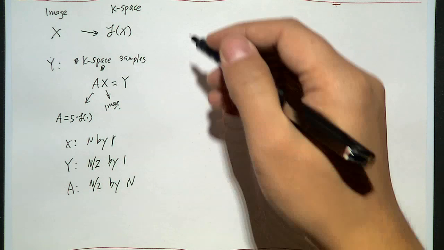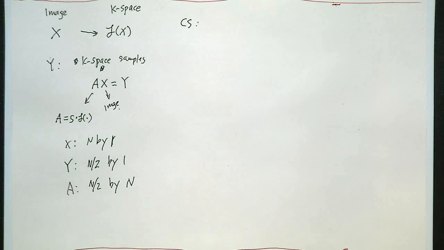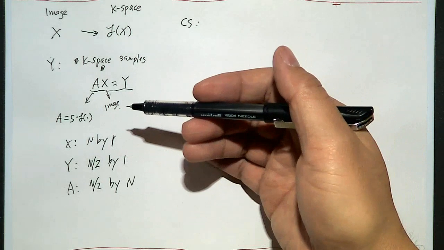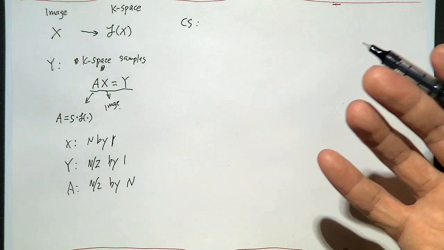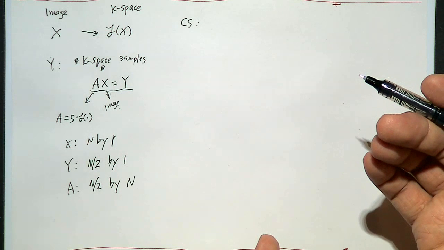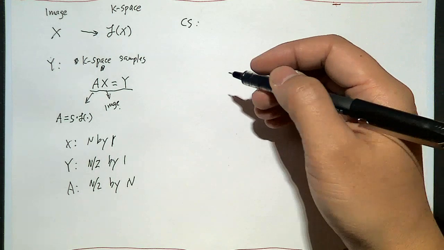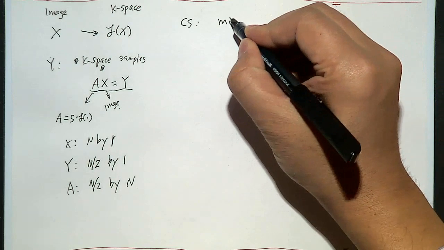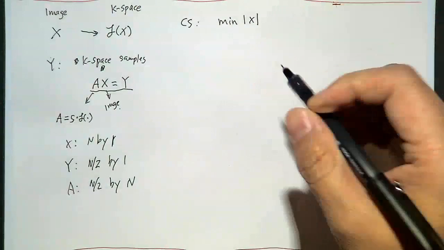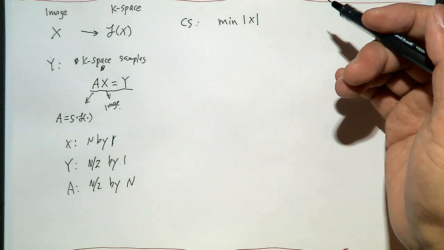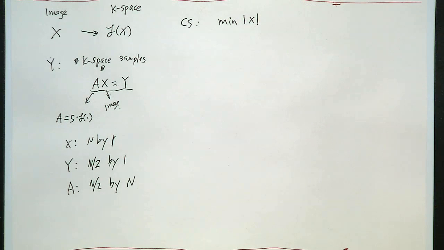So for compressed sensing, we know there are so many candidates of X that can satisfy this equation, because it's an underdetermined problem. How do we choose, from all these good candidates, which one is what you're looking for? The CS theory tells us to minimize this, which is the L1 norm. For a scalar, it's the absolute value; for a vector, it's the sum of the absolute values of all the elements.